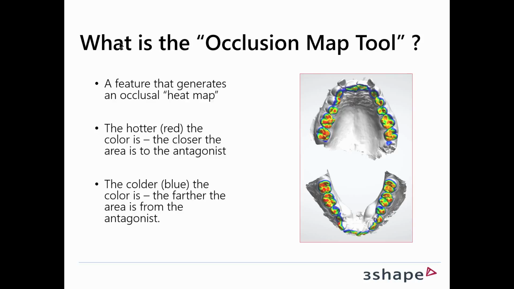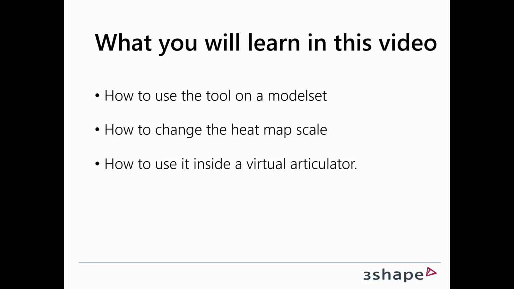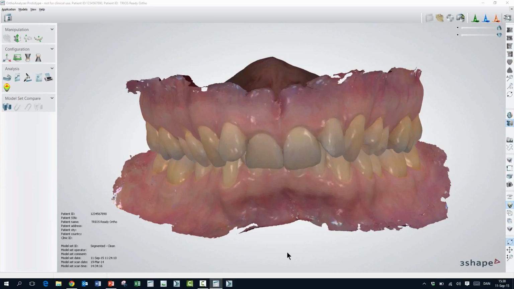So what you'll learn in this video is how to use the tool on a model set, how to change the heat map scale, and also how to use it inside a virtual articulator. Let's have a look at it.